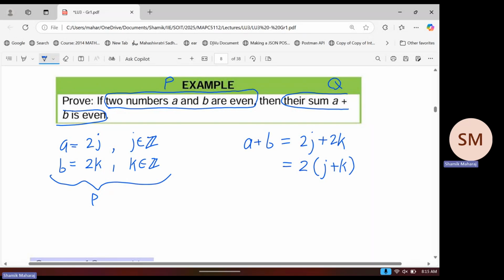So this we deduce from Q. And now this answer that I get here, can you guys see that no matter what j and k is, this is going to be even because there's a 2 in front of it. So it doesn't matter what j and k is, this result here is always even. That's what we wanted to prove, right? So that's all you need to do here.